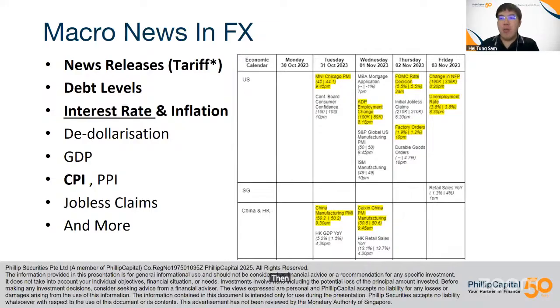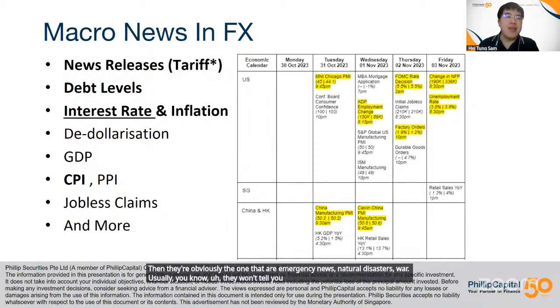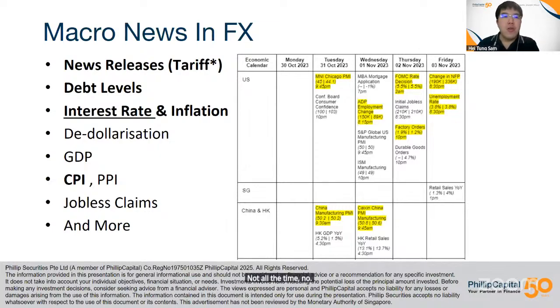Then there are the emergency news, natural disasters, war. Usually, they won't tell you in advance. Not all the time, at least. So there is new news release, and then there is what we call more creeping stuff like debt levels. So debt levels, or the government deficit, has been in the news, especially for the US, for at least the past few months. So those are things that affect the currency itself.